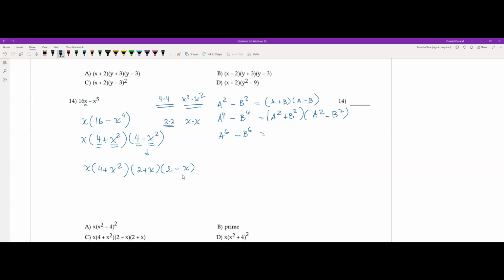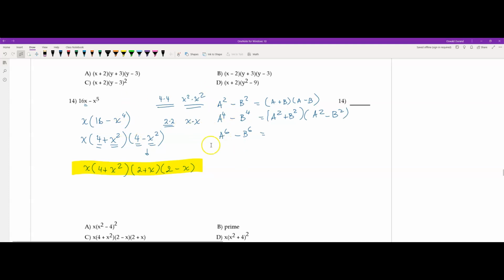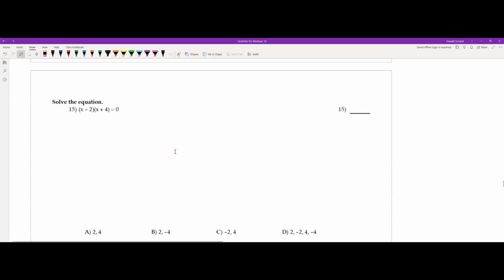Okay? And that's it. That's your answer. Oops. So sorry. Here we go. All right. So this one, kind of rewind and go through the process again if you have to, because you may see something like this. All right. So let's move on to solving polynomial equations.